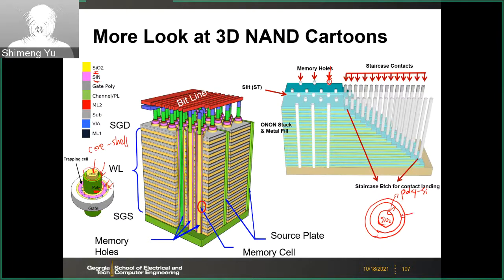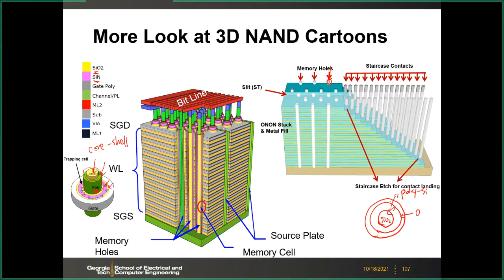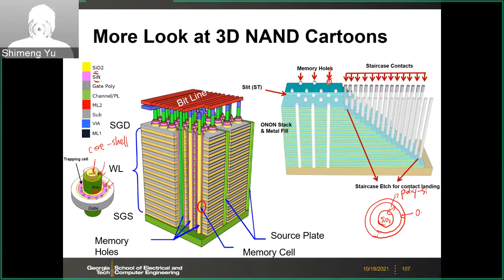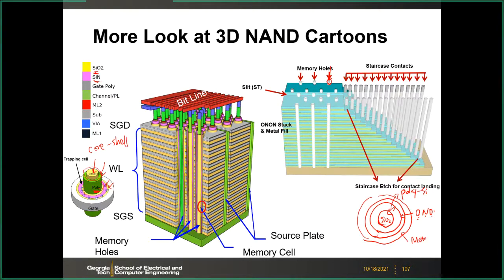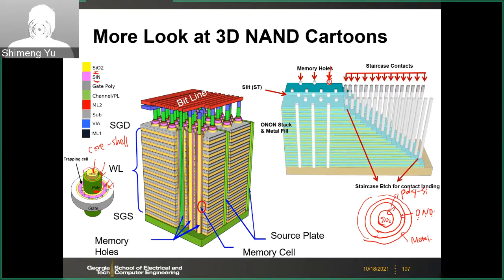This layer, I make it simple. Actually this represents three layers. It's ONO, the charge trapping layer: tunnel oxide, nitride, blocking oxide. And after that, you have this metal vertical gate. So it's like a core shell structure from the vertical point of view.